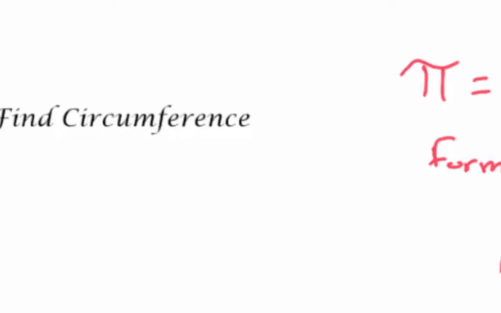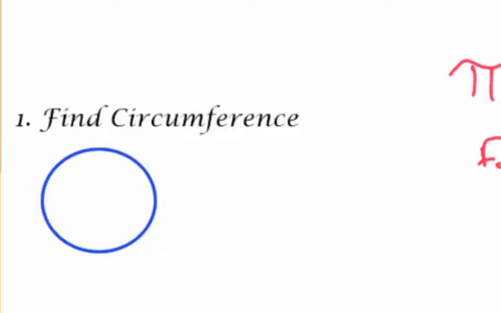So let's practice with our first circle, and let's go ahead and find the circumference of this circle. Let's say the radius of this circle is 5.